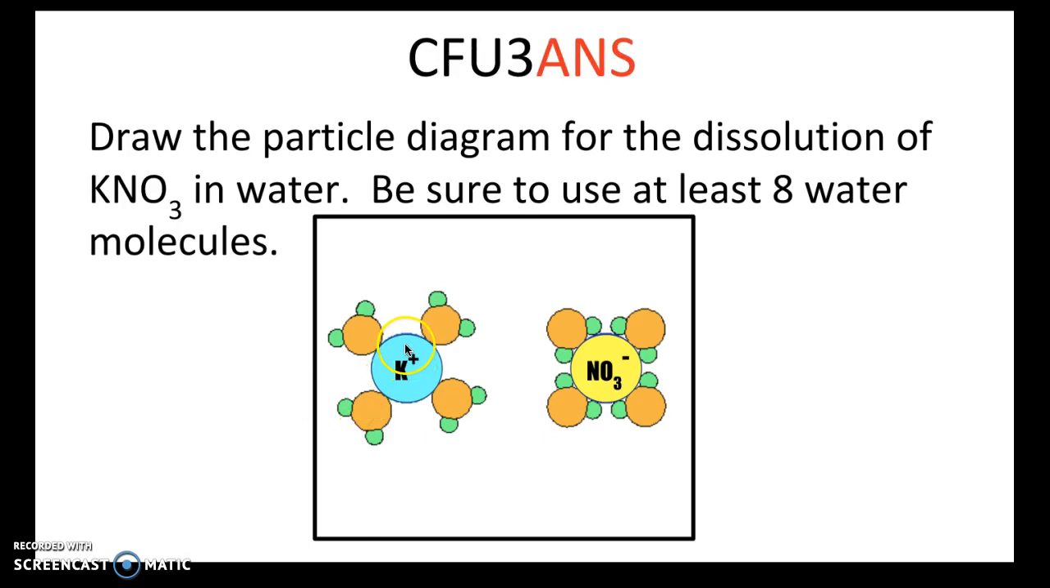Okay, so you should have something like this. The main thing is that the oxygens of the water, which are shown here in orange, are surrounding the positive cation, and the hydrogens of the water, which are shown here in green, are surrounding the negative anion.